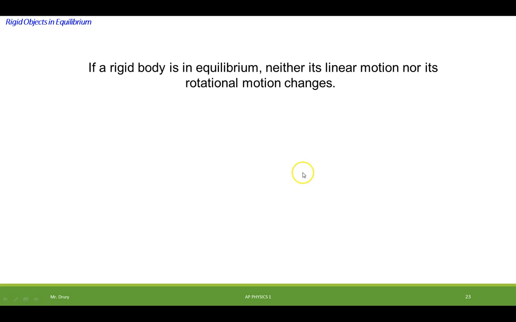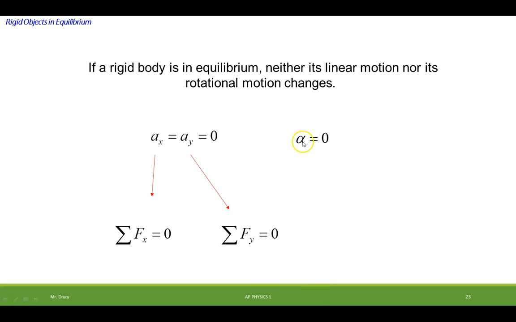If a rigid body is in equilibrium, then neither its linear motion nor its rotational motion will change. In other words, the acceleration in x, y, and z are equal to zero. Then the sum of the forces in x and the sum of the forces in y have to be equal to zero. And the angular acceleration is equal to zero, so the sum of the torques has to be equal to zero.